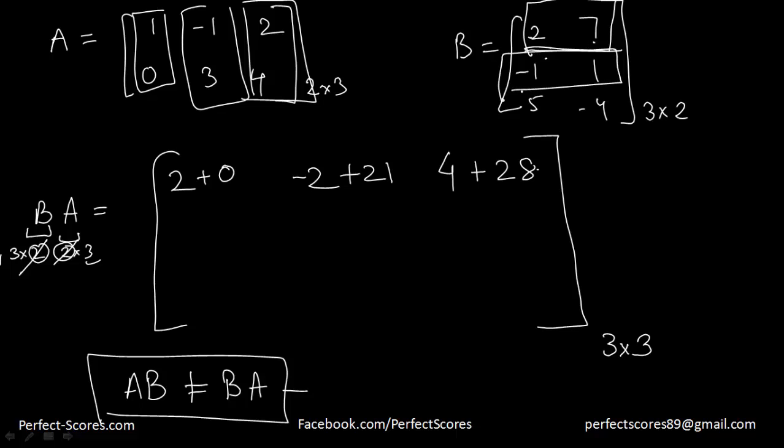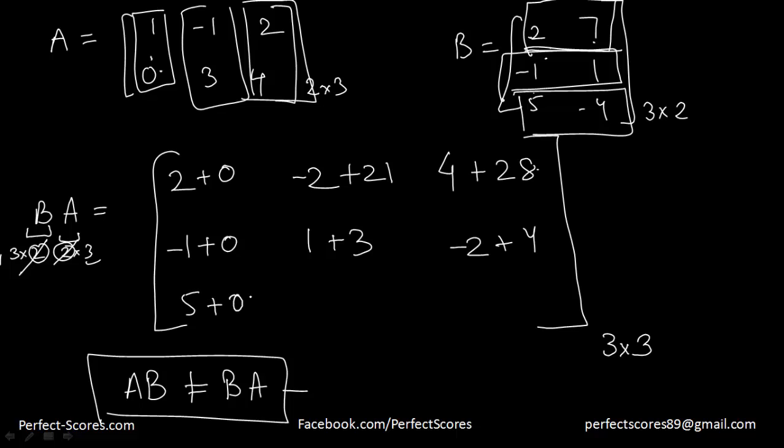Similarly, you're going to multiply this row into this column here, which is going to be minus 1 plus 0, which is going to be 1 plus 3, so you're multiplying this into this, which is going to be negative 2 and positive 4. Then you're going to be multiplying this row into this column, which is going to be 5 plus 0. The next one is going to be negative 5 and negative 12. And the next one is going to be 10 minus 16, right?